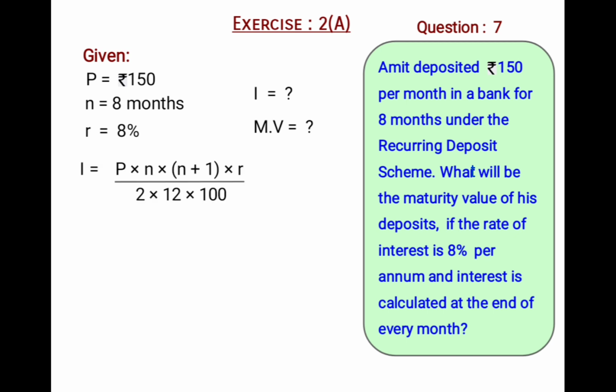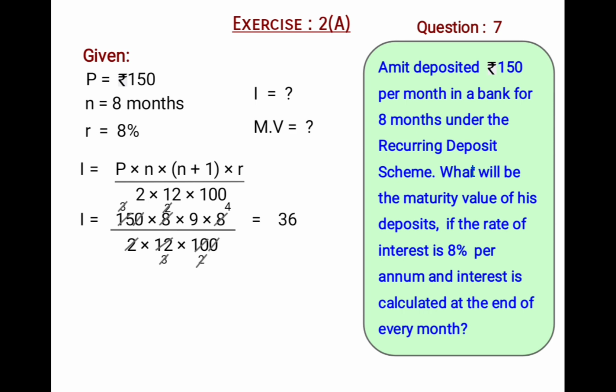As we know, the interest formula is P into n of n plus 1 into R divided by 2 into 12 into 100. Now we are going to substitute the values of P, N and R. I is equal to 150 into 8, 8 plus 1, that is 9, into 8, whole divided by 2 into 12 into 100. On simplification, we will get I is equal to 36.